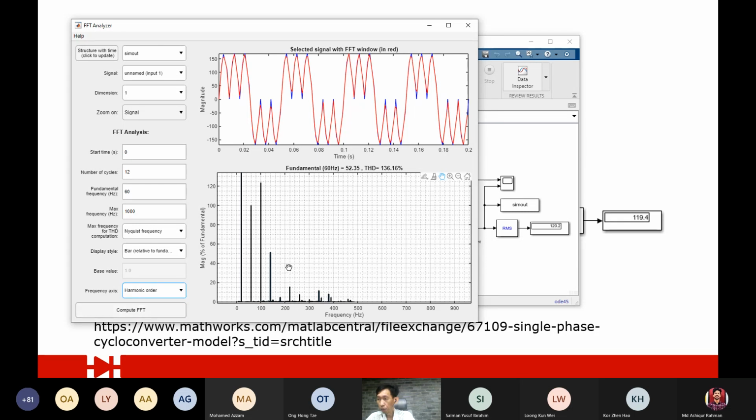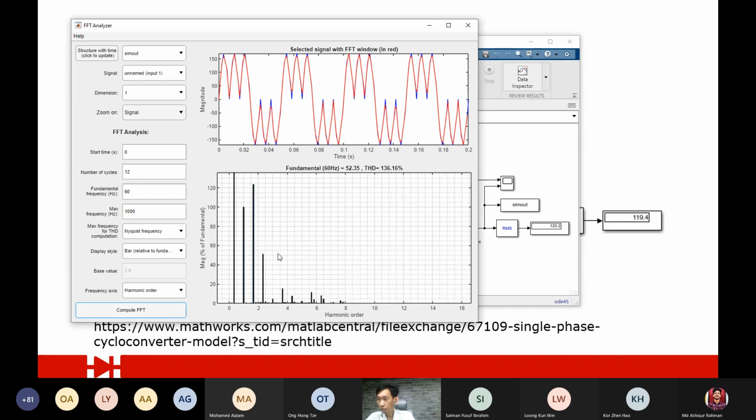If you look carefully at the harmonics here, this is just extra information for you, nothing to do with this course. This is first order, 100%. We have second order, third order, fourth order. Usually the problem with harmonics is third order and above. Very rarely do we have problems; even the second order is almost zero.